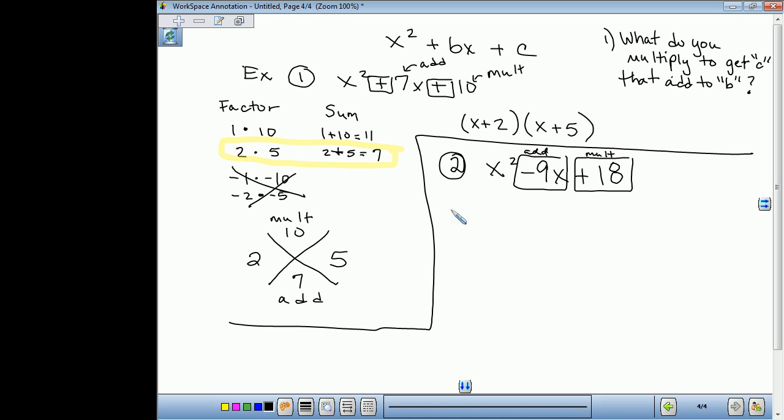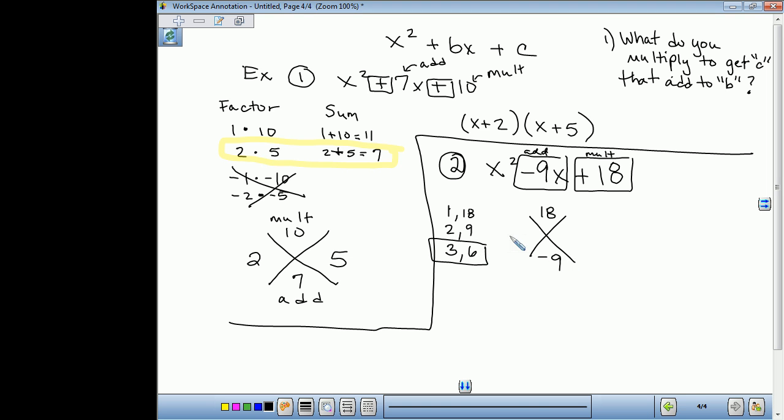Now if you wanted, you could list out the things that give you 18. 1 times 18, 2 times 9, 3 and 6. 4 doesn't go in there, 5 doesn't go in there, 6 is already stated, so I'm done. These are the only ways to multiply integers and get 18. So out of these choices, which ones can I multiply to get positive 18 that I can add to get negative 9? I think it's 6. I think it's 3. It is. It is 3 and 6.